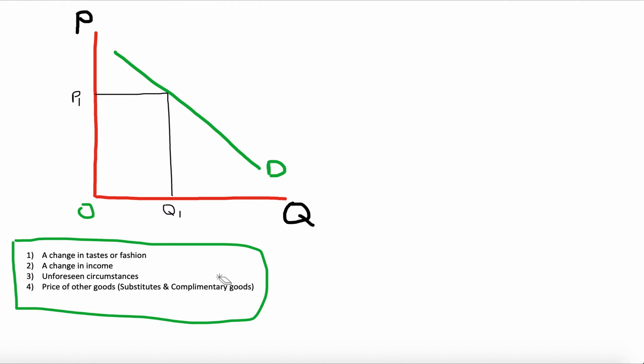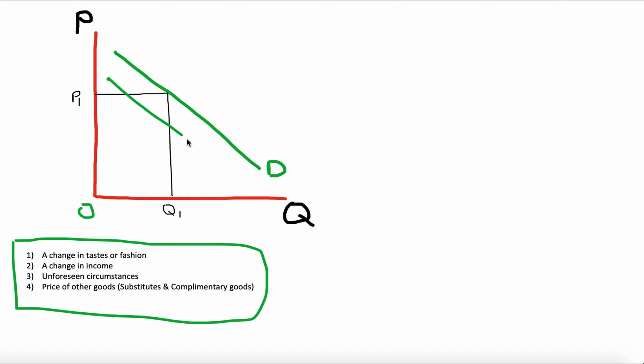So let's look at these four points. Okay, so number 1, a change in taste or fashion. Okay, so suppose we sell t-shirts, and our t-shirts they're in fashion and everyone wants to buy them, but for some reason they start to go out of fashion. Have a quick think. Do we think our demand curve is going to shift to the left or to the right? So our t-shirts that we sell are starting to go out of fashion. Well, our demand is going to decrease, isn't it?